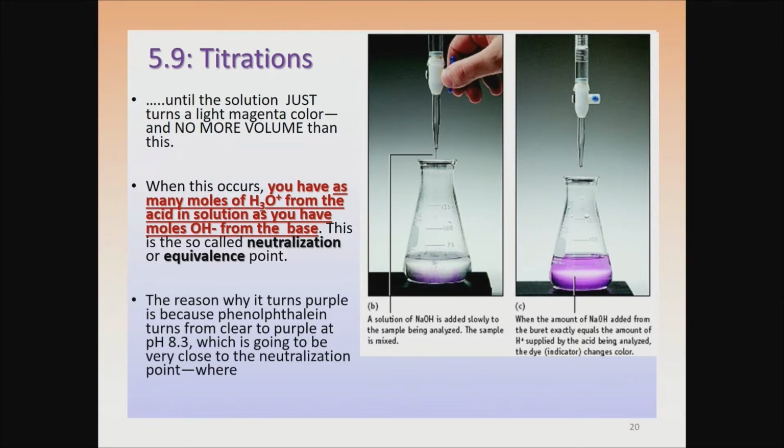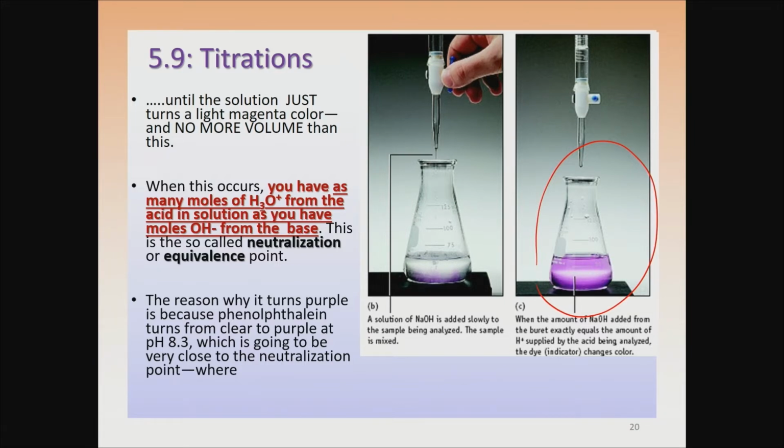So when the phenolphthalein changes color, as you can sort of see in this picture here, that indicates that you have exactly the same number of moles of hydroxide you added from the base as the moles of hydronium in the solution. And so when that happens, you have reached something called the equivalence point, where the moles of hydronium is going to be equal to the moles of hydroxide.